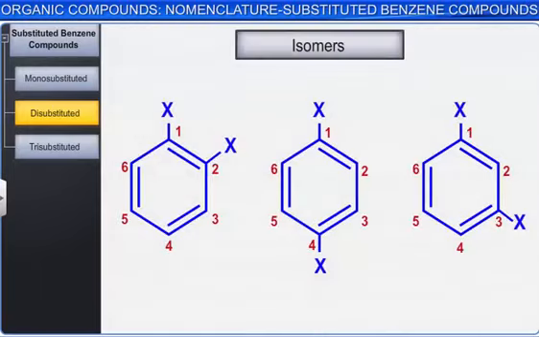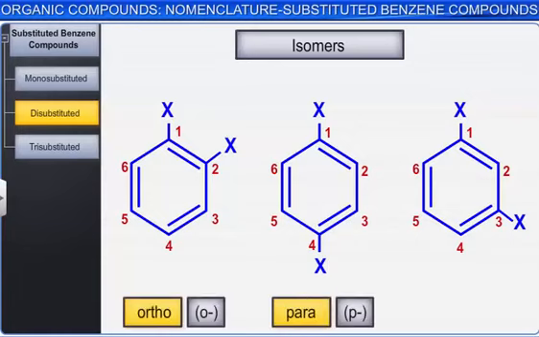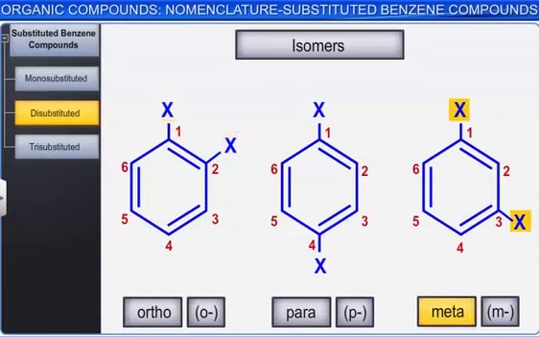Three isomers are possible for a disubstituted benzene. These three isomers are differentiated in the trivial system by using the names ortho, para, and meta, which are abbreviated as O, P, and M respectively. The positions of the substituents in a disubstituted benzene are thus indicated by using the appropriate prefix ortho, meta, or para.